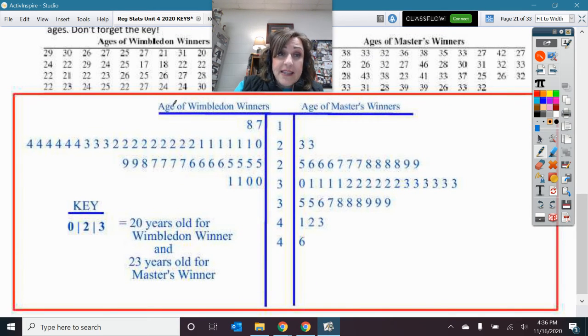I labeled it at the top, okay? This is my stem in the middle, and I have a key. This 0 and a 2 is the 20-year-old Wimbledon winner, and the 2 and the 3 is the 23-year-old Masters winner. All right, I hope that gave you some good practice on your dot plots, your split stem and leaf, and your back-to-back stem and leaf. Just make sure you remember the difference of when and why we use those split stems versus the back-to-back comparison stem plots.